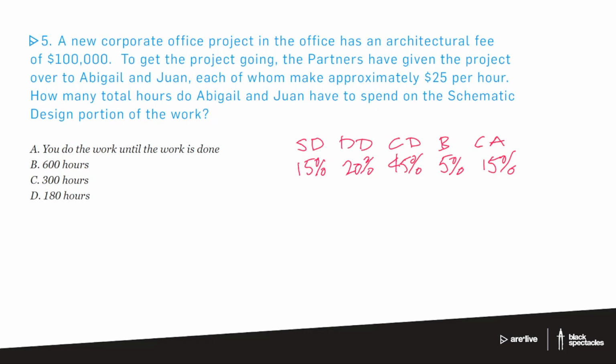So 15% of 100,000 is going to be 15,000, and we have $25 an hour. And so total hours at $25 an hour, we could just divide 25 into 15, which I believe gets us B, 600. The trouble with that is that's actually not the number you really care about.